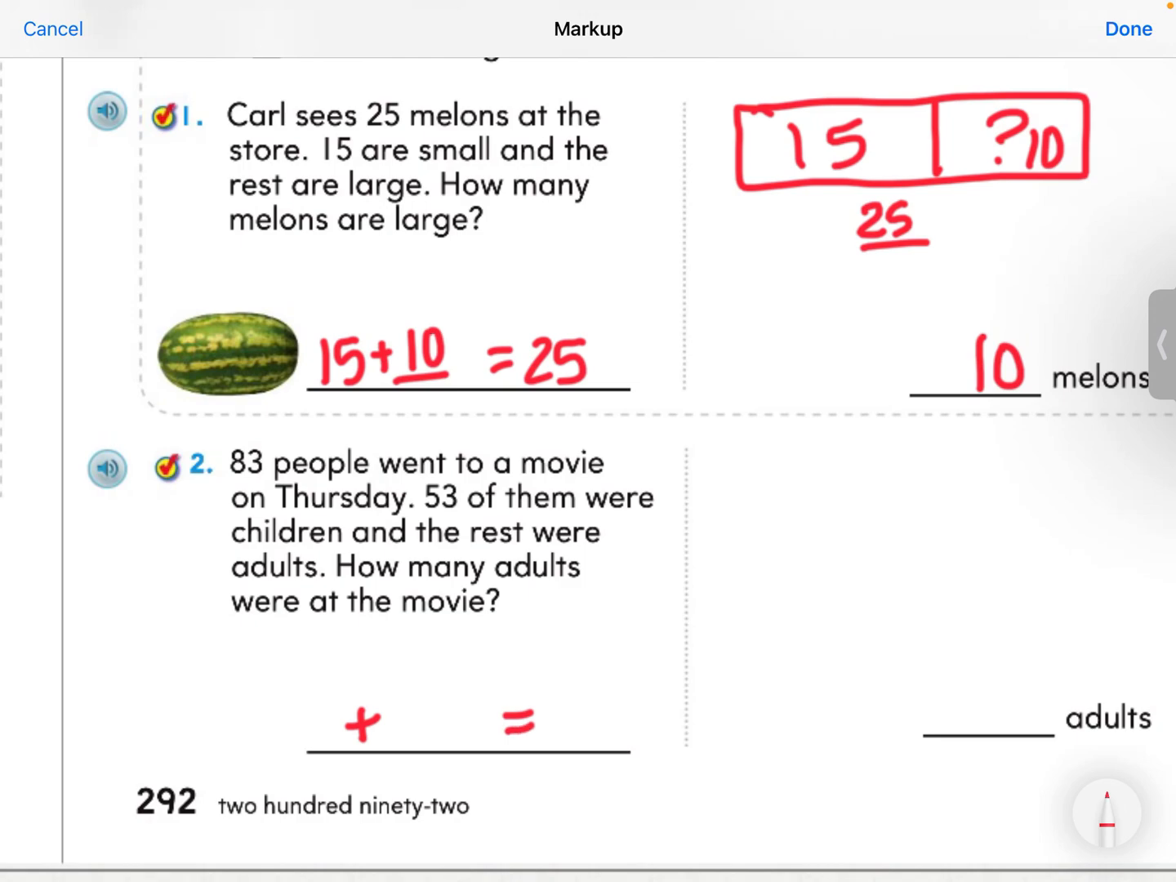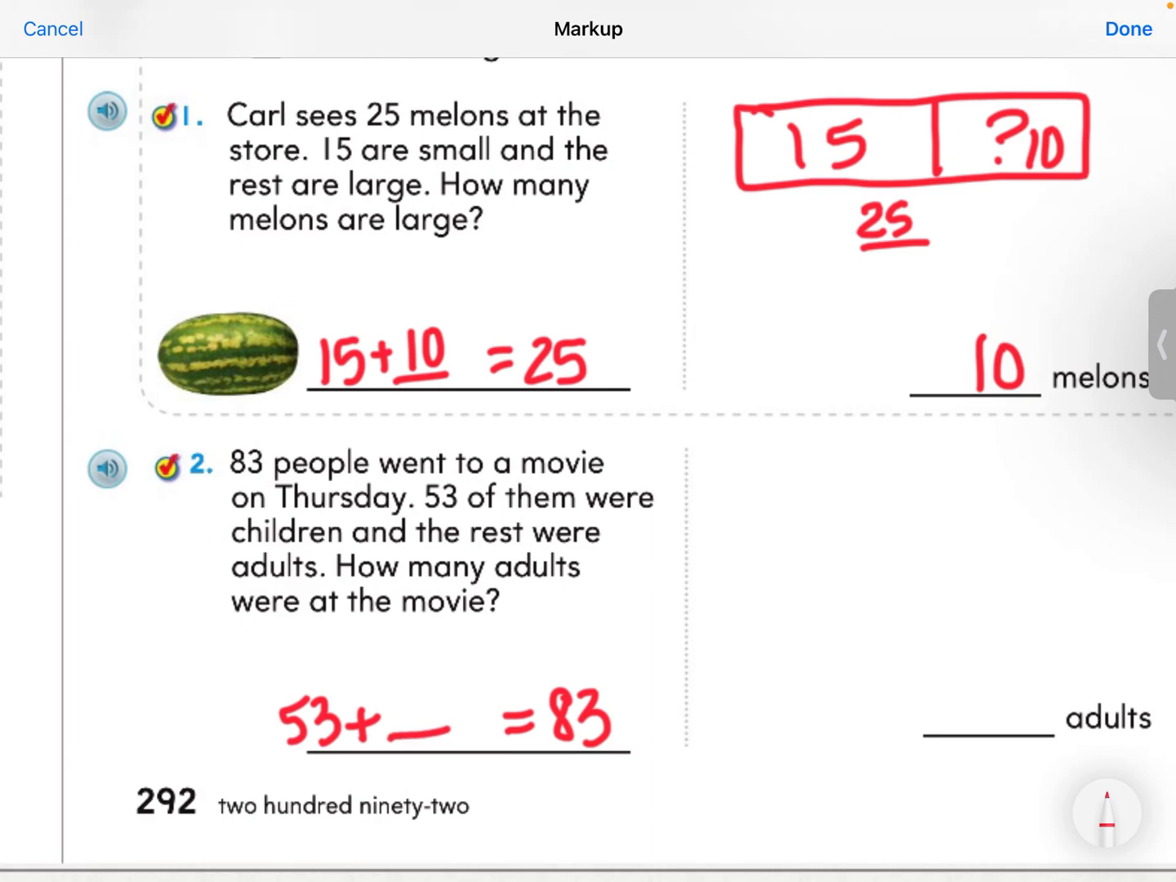Okay, so friends, I have this addition sentence, right? Do I know both of my add-ins? No, but I know my sum. I know that 83 people went to the movies. Okay, and I know that 53 of them were children. So I know one of my add-ins, I'm solving for my missing part. 53 needs how many more to get to 83?